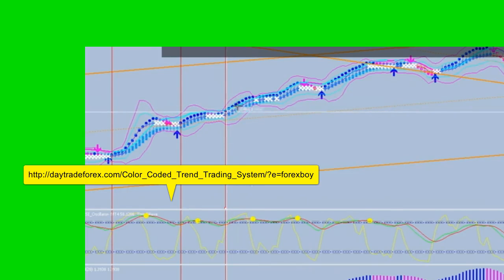Forget going short. Sorry, I wanted to see how many pips that was. 153. So you just keep jumping in. As long as there's not a white X and you're trading with the major long-term trend, just keep jumping in and taking your profit whenever the non-lag dot turns hot pink.